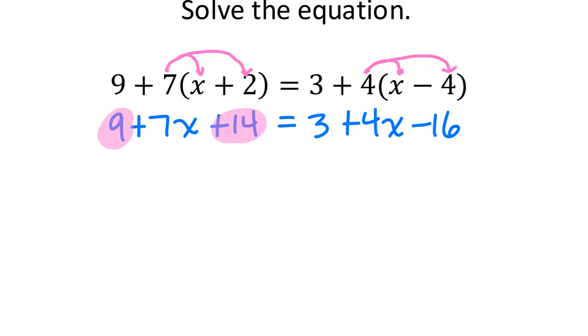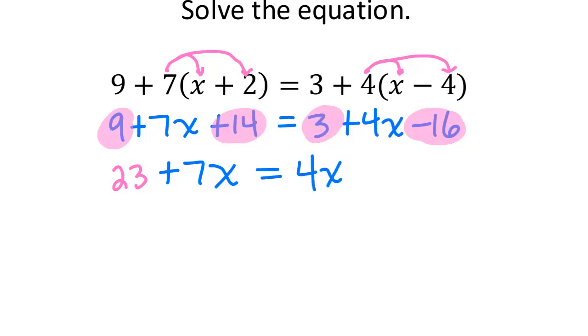What is it? 23? Plus 7x equals. Then on the other side, I have the 3 and the negative 16 are like terms, so you can combine those together. What's 3 minus 16?